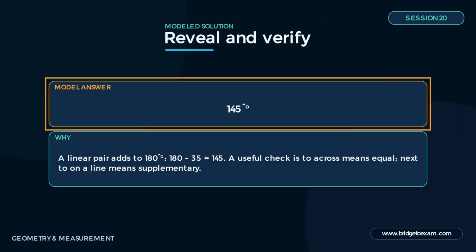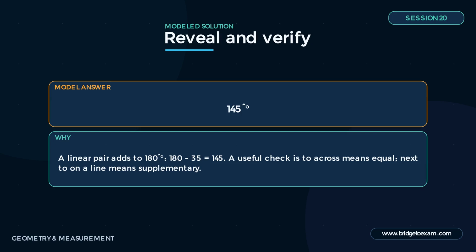The model answer is 145 degrees. A linear pair adds to 180 degrees. 180 minus 35 equals 145. A useful check is: across means equal. Next to on a line means supplementary.